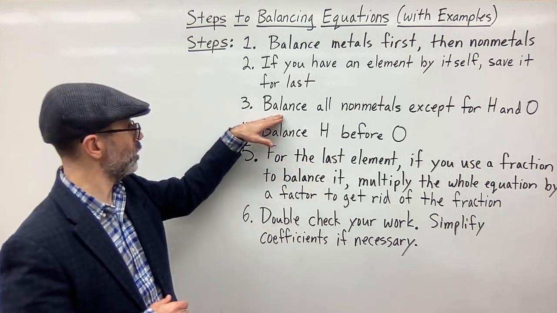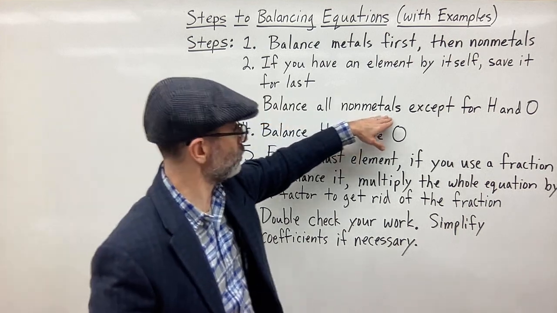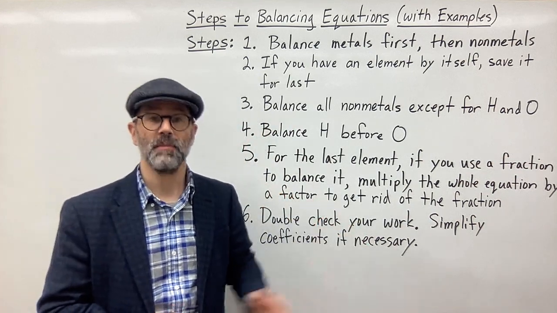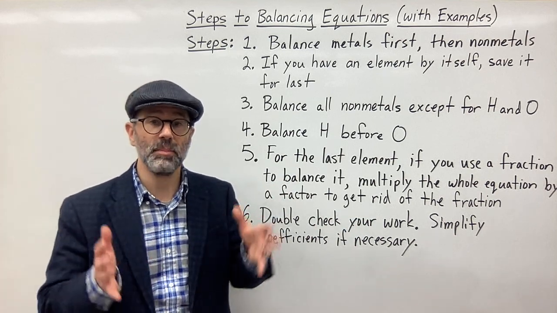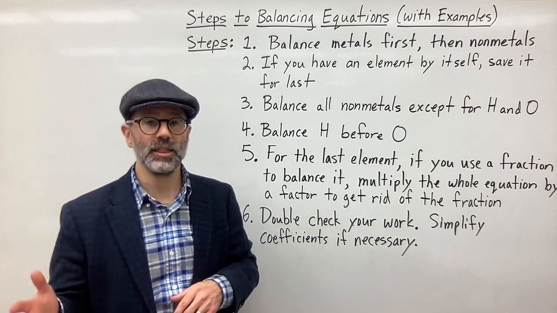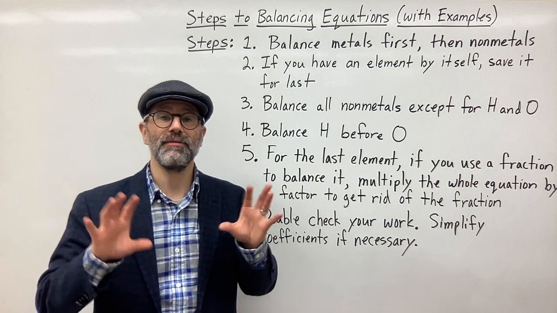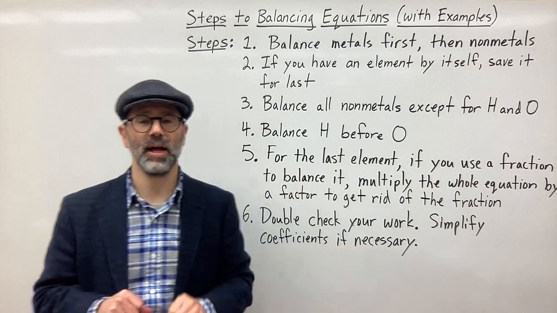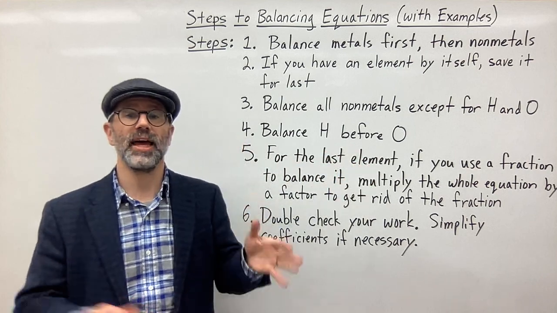So here we're at rule number three, or I should say step three, balance all non-metals except for hydrogen and oxygen. So after I balance my metals, then I'm going to balance the nonmetals. In this case, I'm going to balance all of the nonmetals first, except for hydrogen and oxygen. So if I have carbon, phosphorus, nitrogen, anything like that, I'm going to balance those first. And then if I have hydrogen and oxygen, I'll deal with them later. So balance your carbon, balance your nitrogen, balance your chlorine, your phosphorus, balance those first, and then do your hydrogen and oxygen.